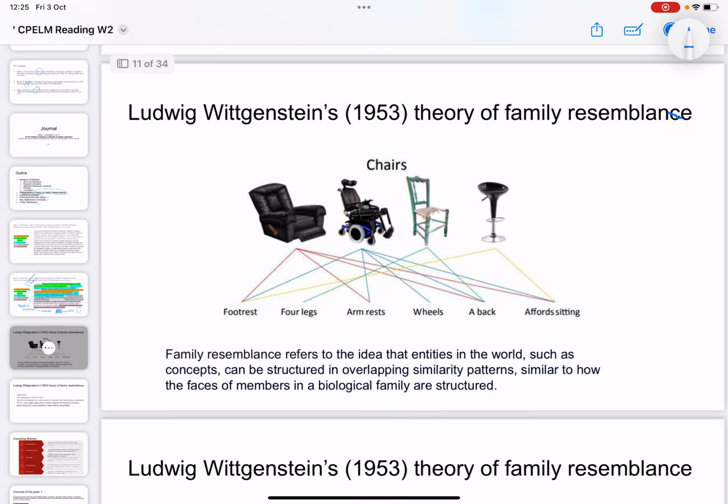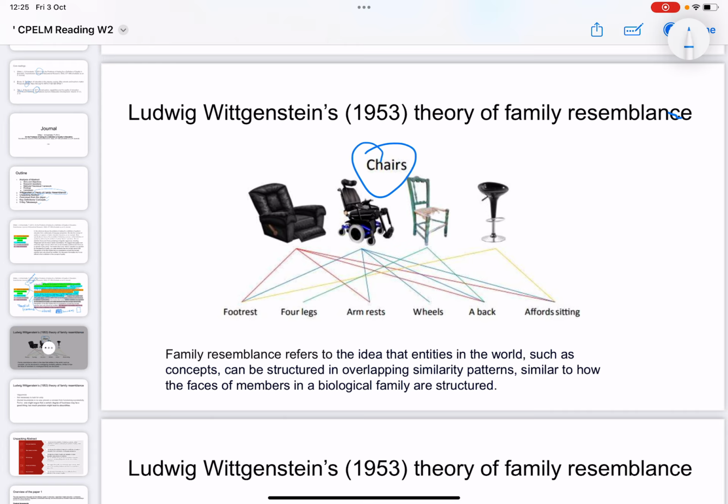And this theory, Ludwig Wittgenstein's theory of family resemblance, I don't read him a lot in my work, but there's a lot of philosophical debates from his work, and I think if you're someone into philosophy, you should check it out. So, family resemblance refers to the idea that entities in the world, such as concepts, can be structured in overlapping similarity patterns, similar to how the faces of members in a biological family are structured.